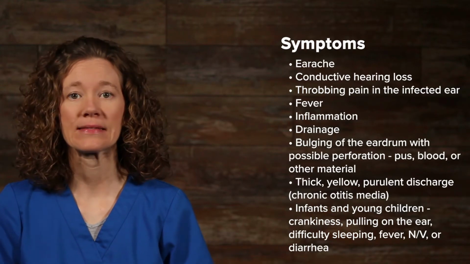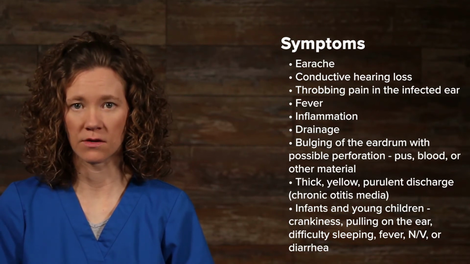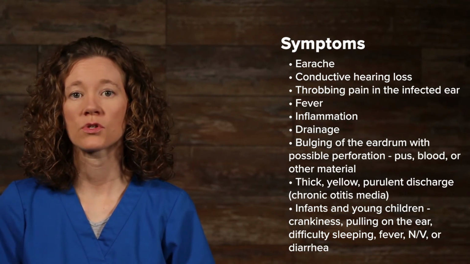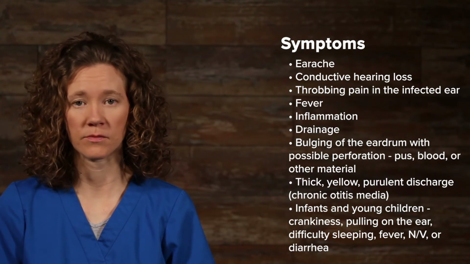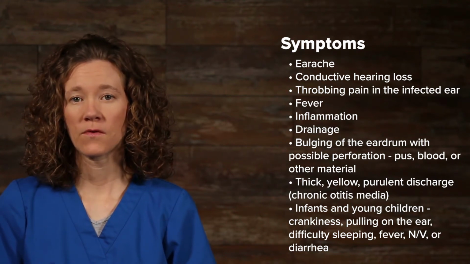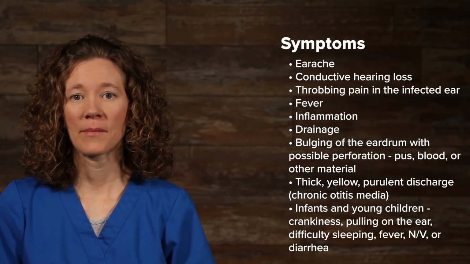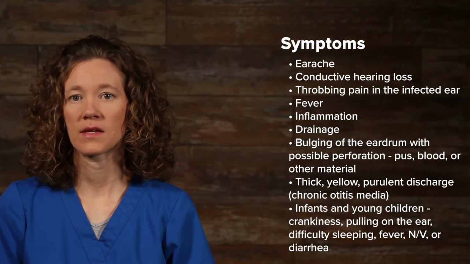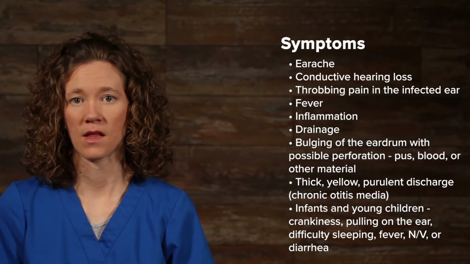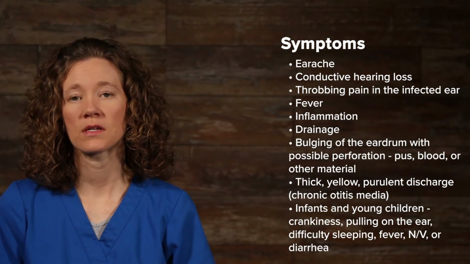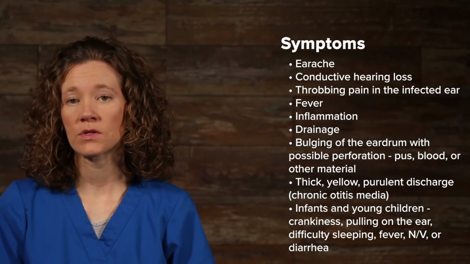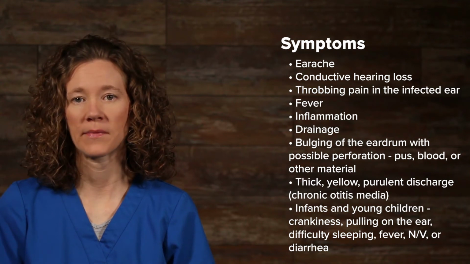Additional symptoms that are commonly seen include throbbing pain in the infected ear, fever, inflammation, drainage, and bulging of the eardrum with possible perforation. When perforation occurs, pus, blood, or other material may be seen. A common finding with a chronic otitis media is a thick yellow purulent discharge. In infants and young children, you often see crankiness, pulling on the ear, difficulty sleeping, fever, nausea and vomiting, or diarrhea.